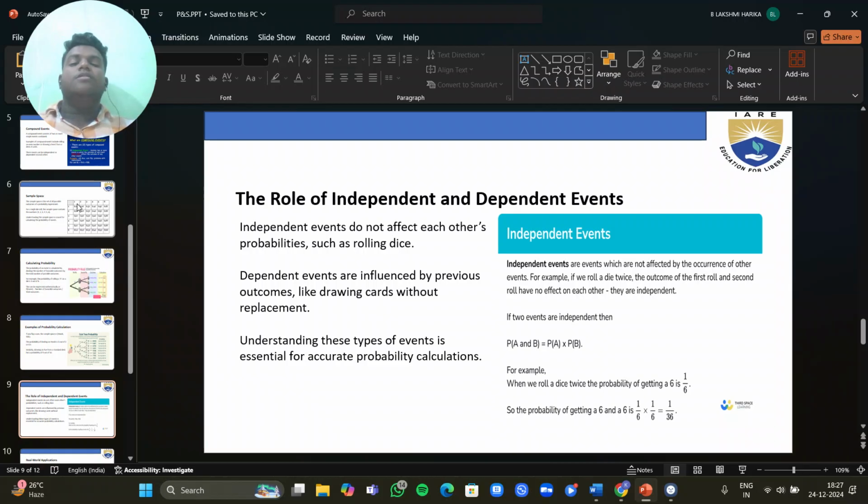The role of independent and dependent events. Independent events do not affect each other's probability, such as rolling dice. Dependent events are influenced by previous outcomes, like drawing cards without replacement.